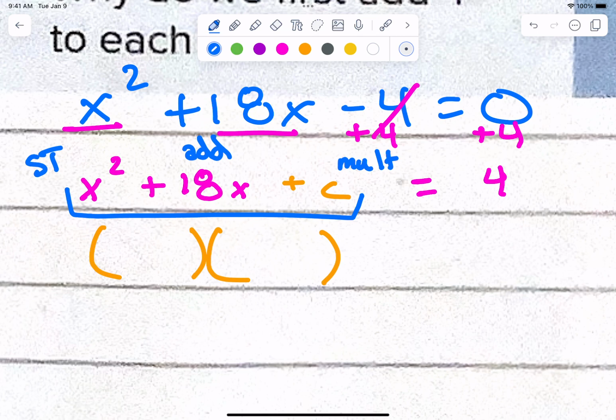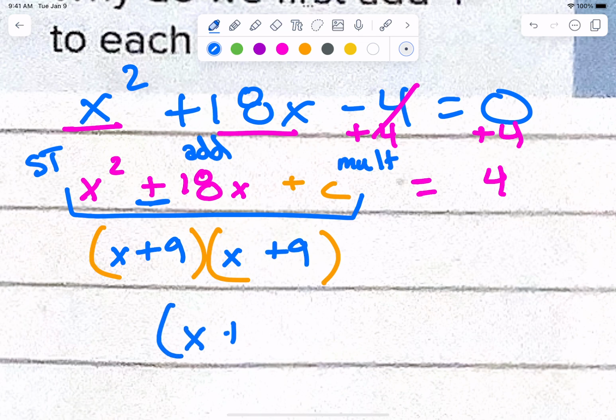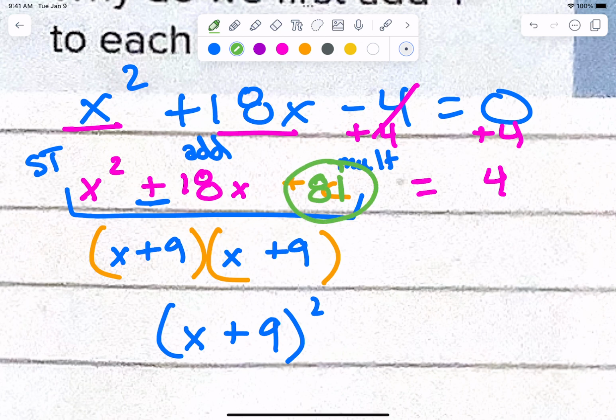9 and 9. Is it positive or negative? Because I want it to be positive 18. So plus 9, okay? That way I can write it as (x + 9) squared. Now, if that's the case, then what will C be? 81, right? 9 times 9 is 81.